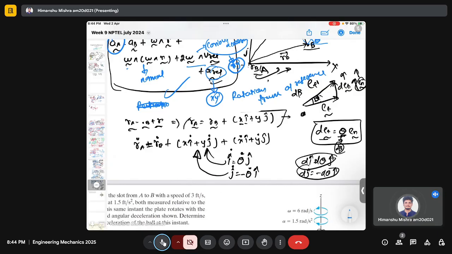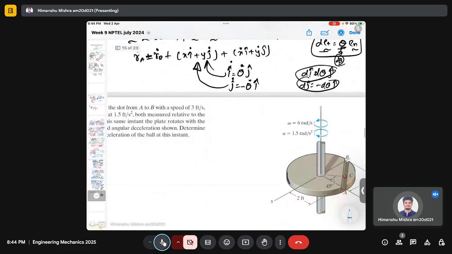So after this concept, the rotation frame of reference concept, we will be moving to problems based on kinetics, where we actually concern ourselves with force and motion of the body. So we can relate the two. If we are given force, we can find velocity or acceleration, and if we are given velocity and acceleration, we can find force.